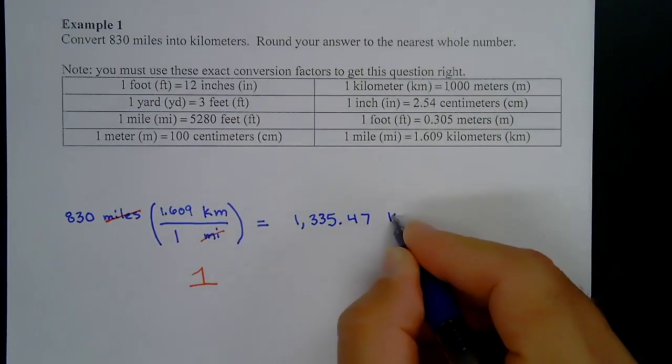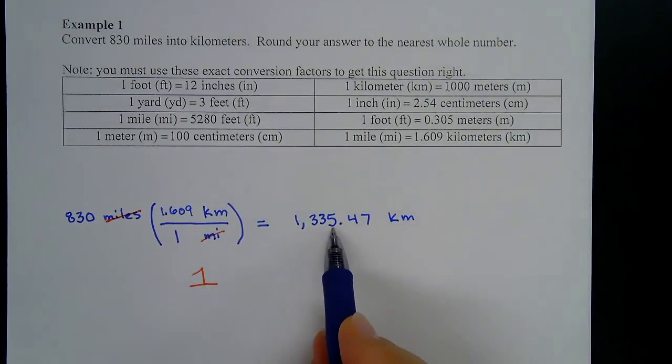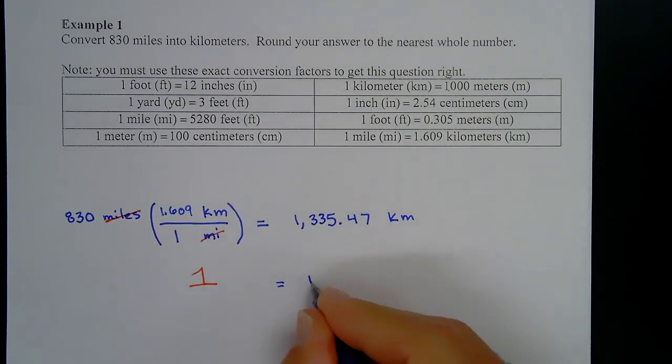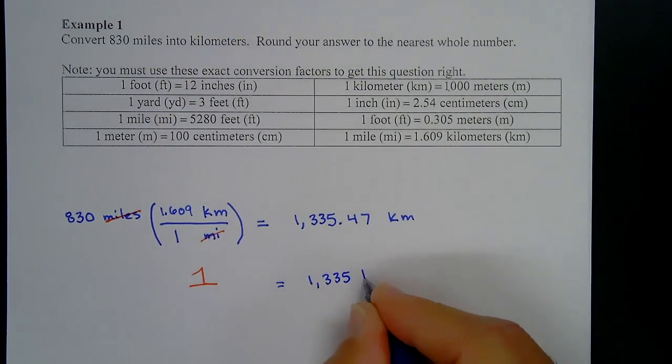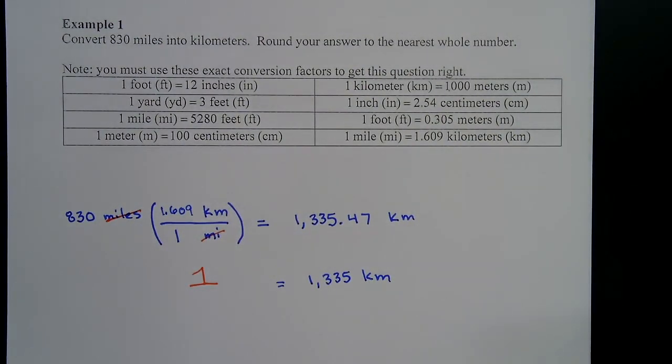And you get 1,335.47 kilometers. Now, we said round to the nearest whole number, right? So here's our whole number. So this 4 is going to cause that 5 to stay 5. So this is equivalent to 1,335 kilometers. And that's our answer right there.